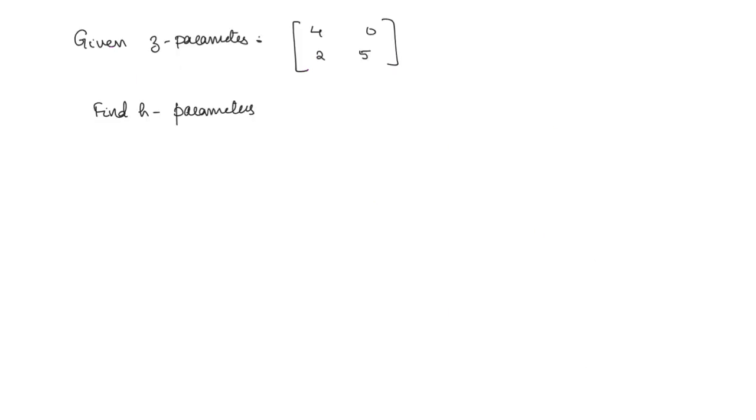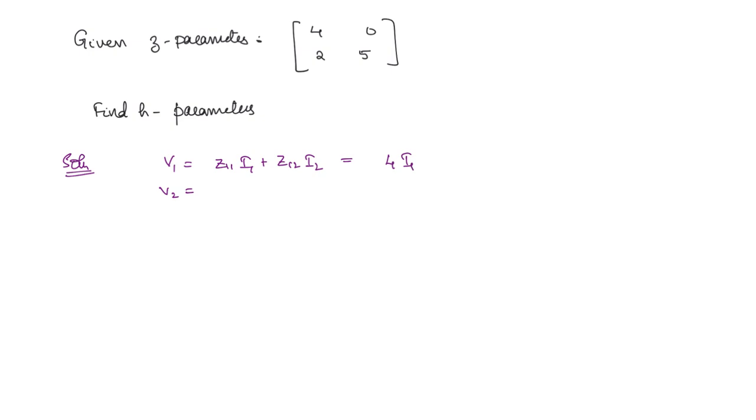Next question we have, given Z parameters 4025, find the H parameters. So let us see how to find this. So we have the Z parameters. Z parameters means V1 and V2 will be expressed in terms of I1 and I2, right? So V1 is equal to Z11 I1 plus Z12 I2, but we already know Z11 and Z12, what is it? 4 I1 plus 0 I2. So we will write 4 I1.